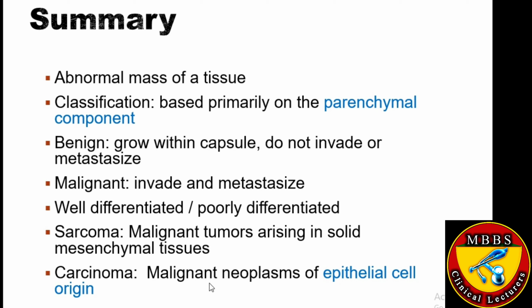Benign tumors stay within a capsule, they are not harmful, they are usually innocent, they do not invade or metastasize to the surrounding tissue. And the malignant tumors invade and metastasize, they are very harmful, and they can cause death of a person. Now, benign tumors are usually well differentiated, and malignant tumors are usually dedifferentiated. Sarcoma is a malignant tumor arising from the mesenchymal tissues. Carcinoma is a malignant neoplasm of epithelial cell origin.